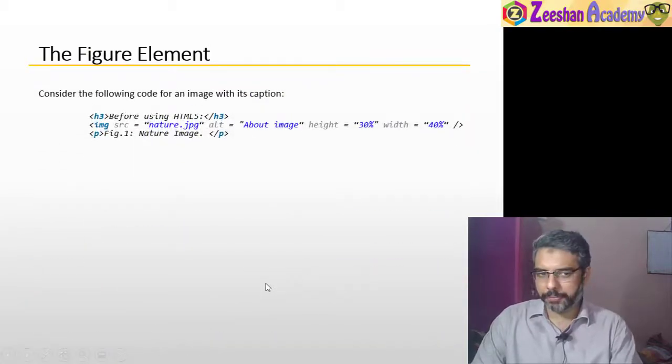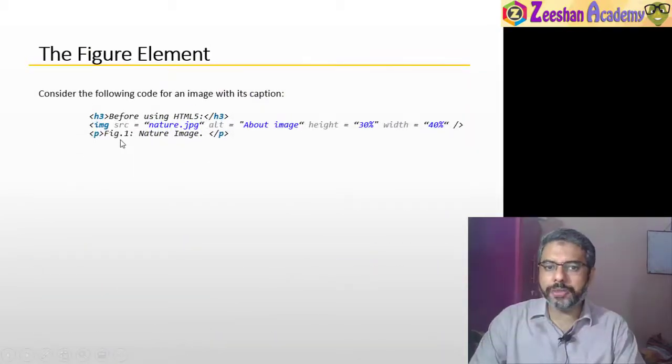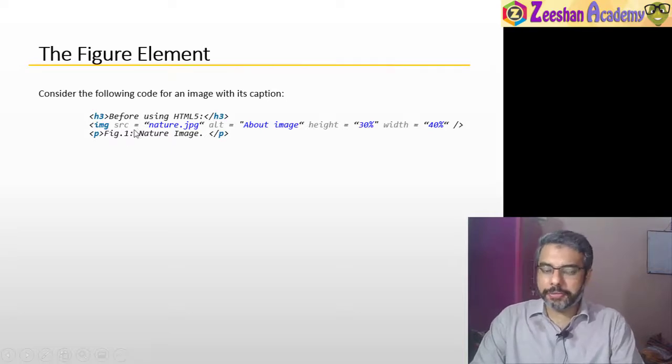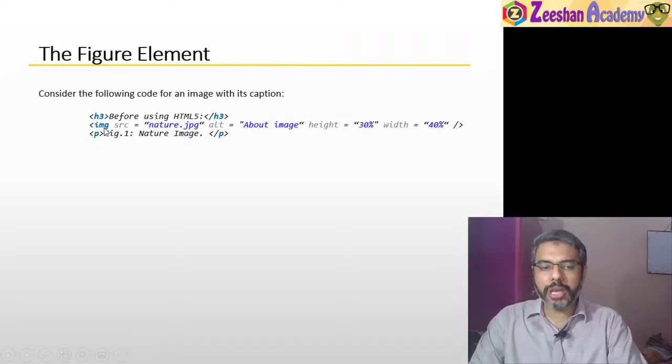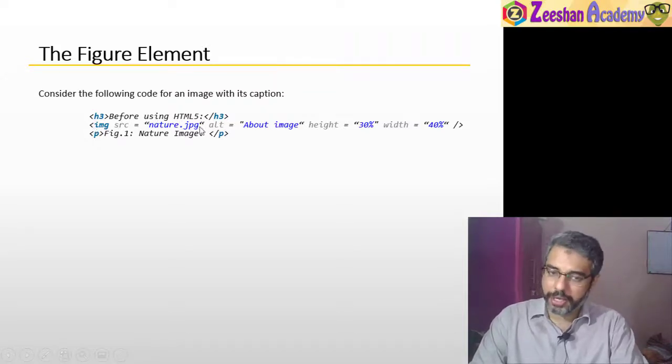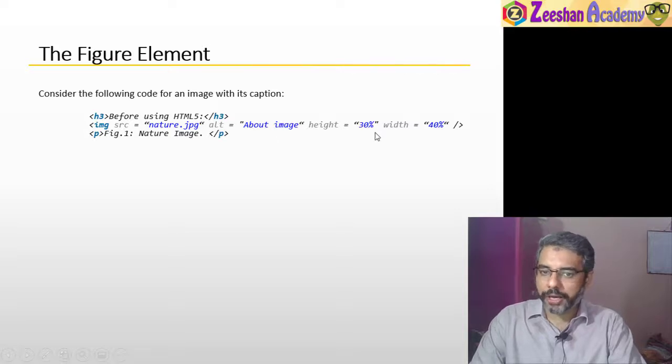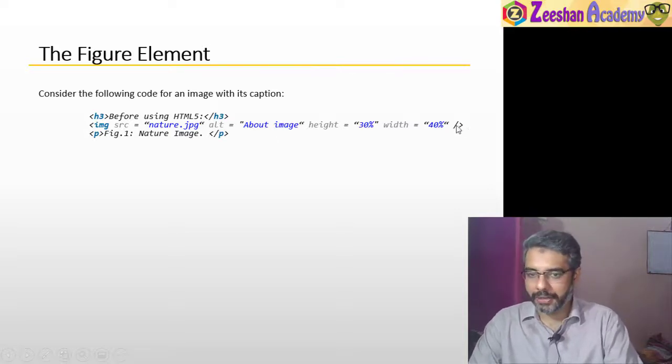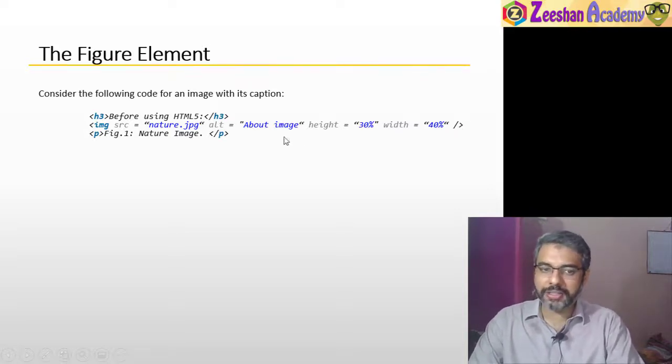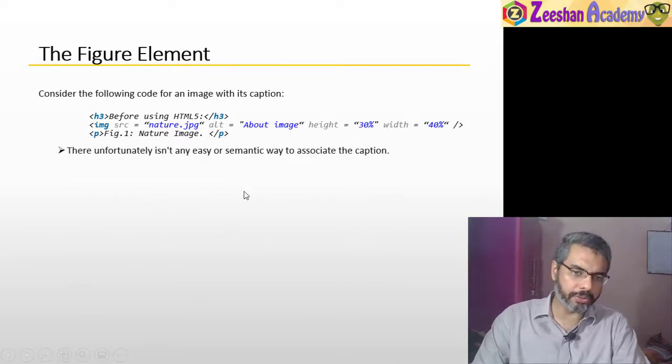Figure element, for example. Consider the following code for an image with a caption. Before HTML5, we needed to use, for example, a heading tag. That's not a part of it, but just a heading. Before HTML5, we used to use the image tag, src equals the image name, alt text about the image, height of the image, width of the image, and then close. This is a single-line image, and then we used a paragraph below it, paragraph: Figure 1, nature image. This was a typical syntax with HTML4 or previous versions.